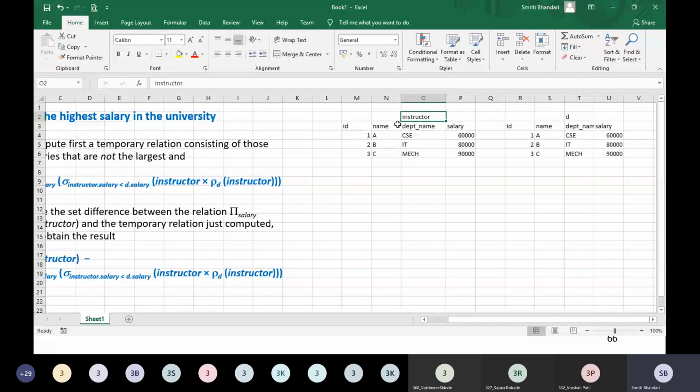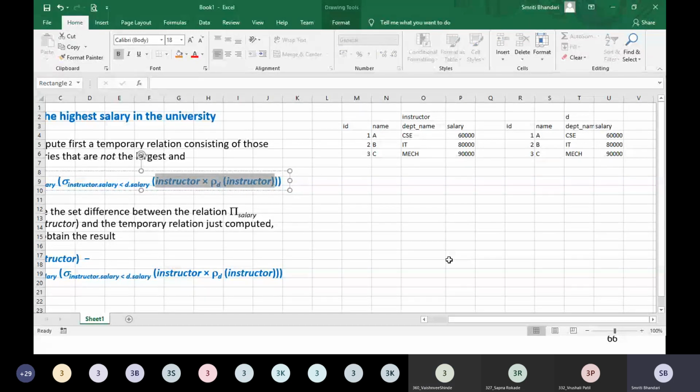So what we have here, we are having instructor table with 3 tuples, right? And we are having one more time the instance of instructor renamed as D, right? So once again we are having 3 tuples in that. Are you getting me now? Yes, ma'am. Okay. Now what we want to do is we want to compute.